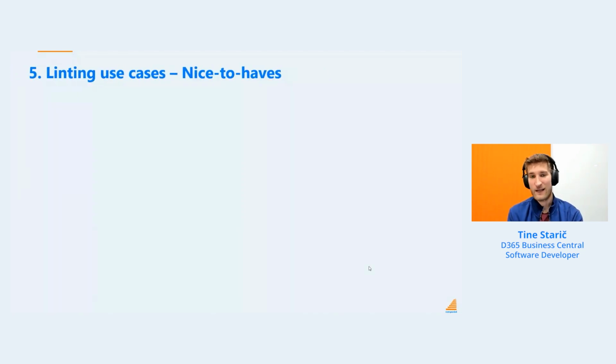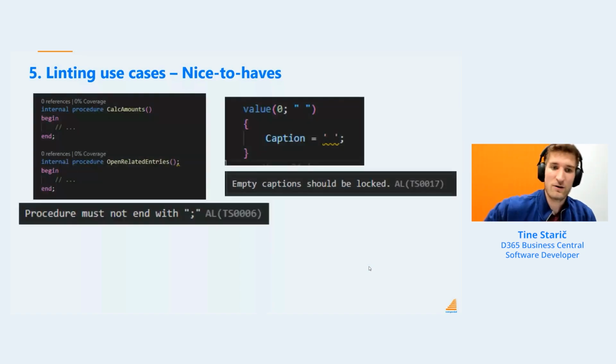And finally, we have a couple of nice to haves. These are the parts where it's not going to make your code any more maintainable. It's not going to make it faster, but it does standardize it. On the left, you can see the example of two procedures. One is defined with a semicolon at the end. The other one isn't. There's absolutely no difference between these two.